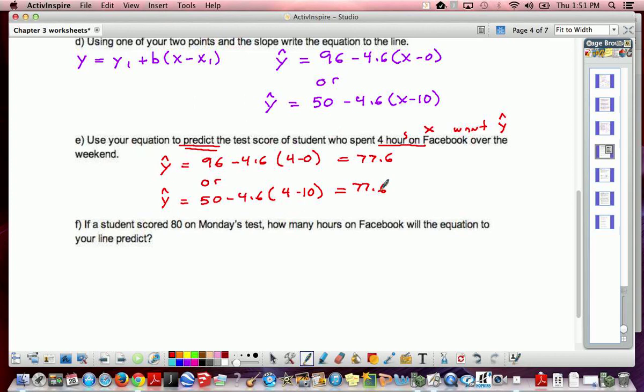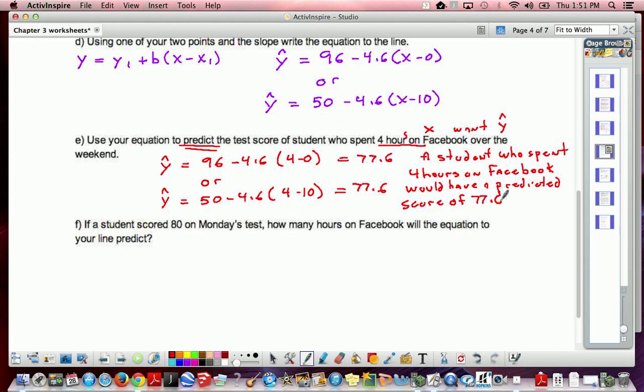So basically, what this means is a student who spent 4 hours on Facebook would have a predicted score of 77.6 points on Monday's test.